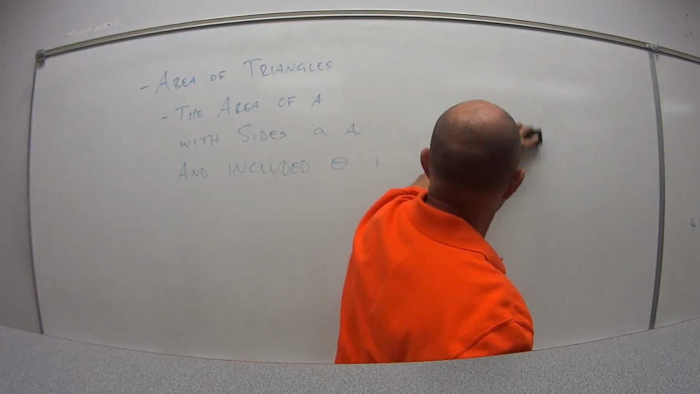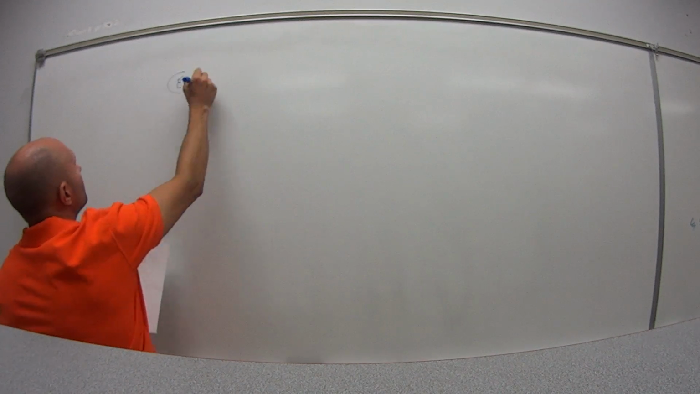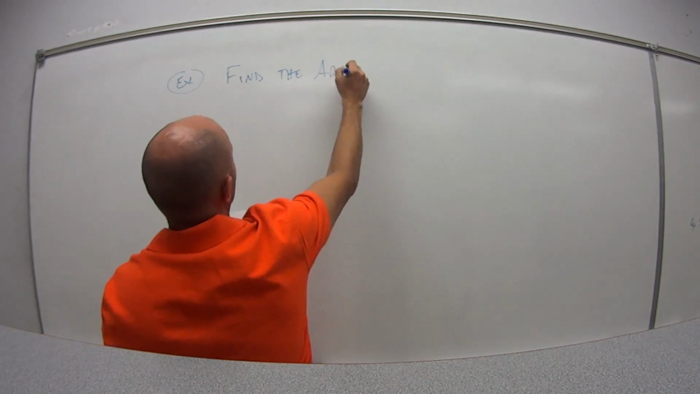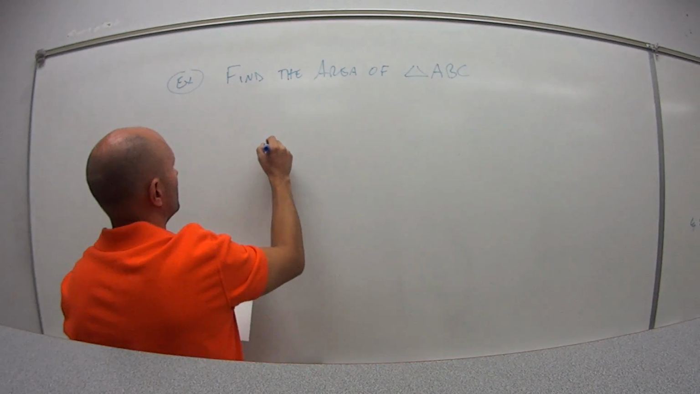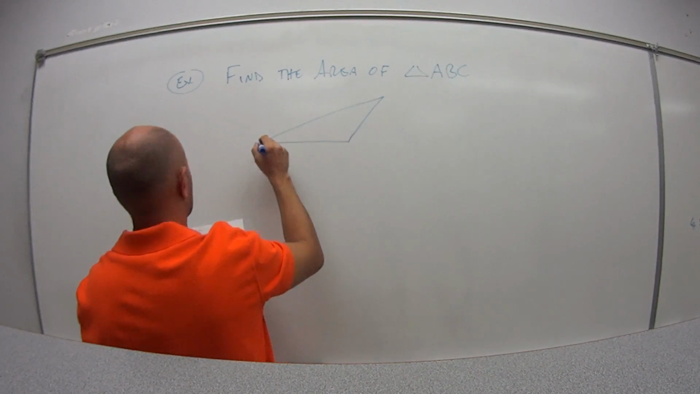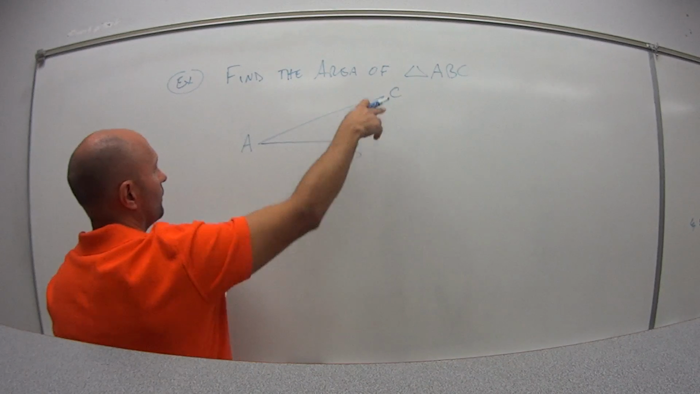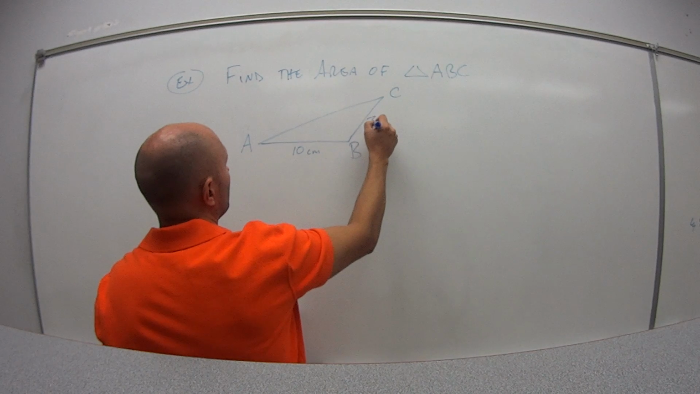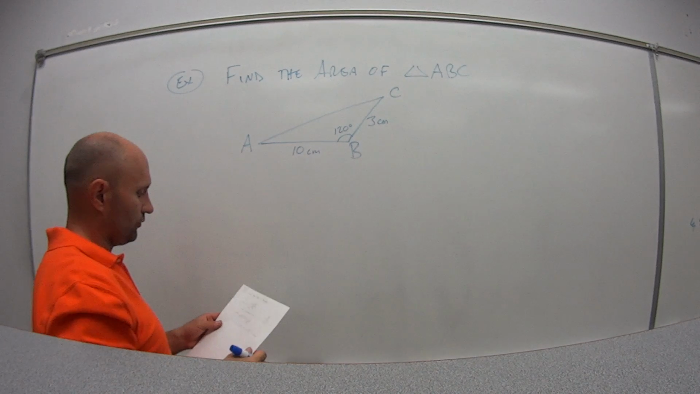So let's look at an example. So we want to find the area of triangle ABC. And we're given the following. So we have our triangle ABC. The side down here is 10 centimeters. This side is 3 centimeters. And the included angle is 120 degrees.